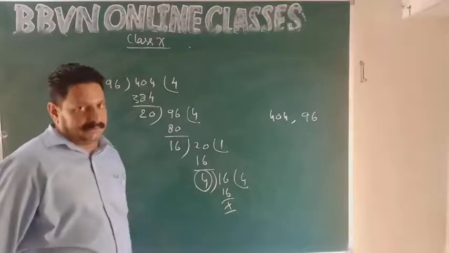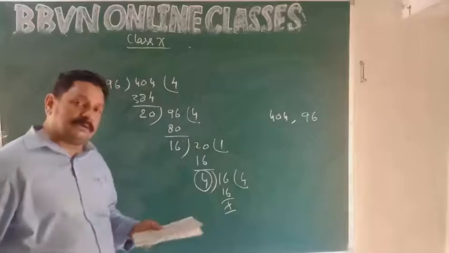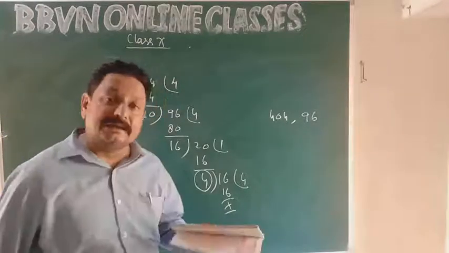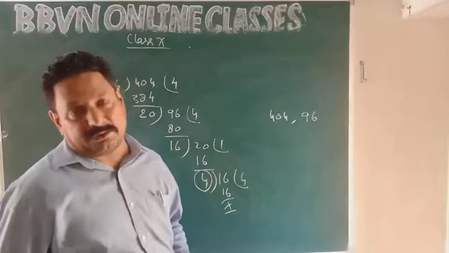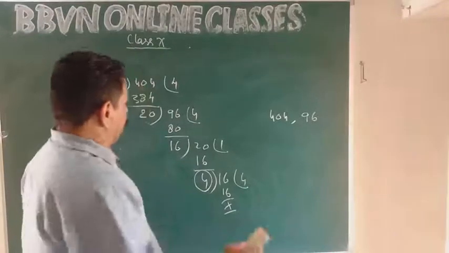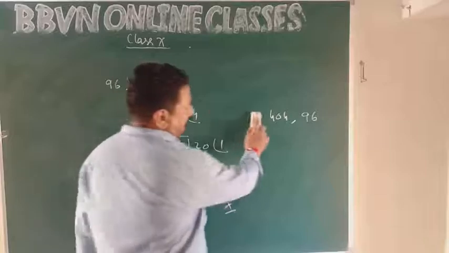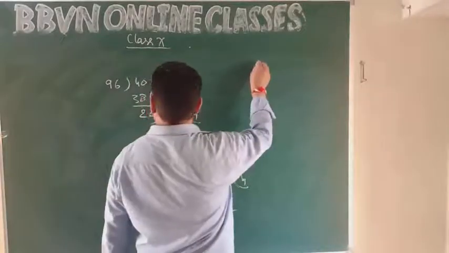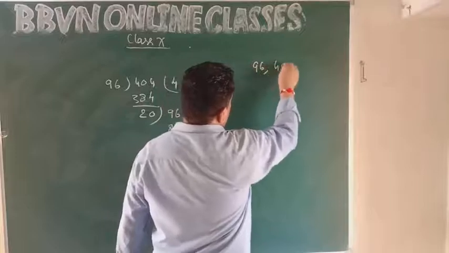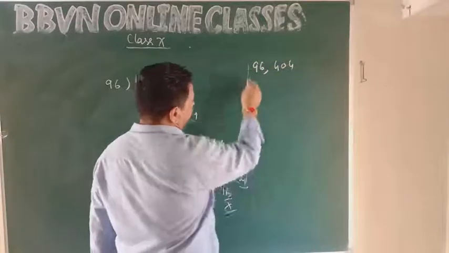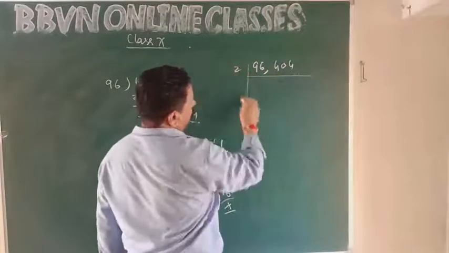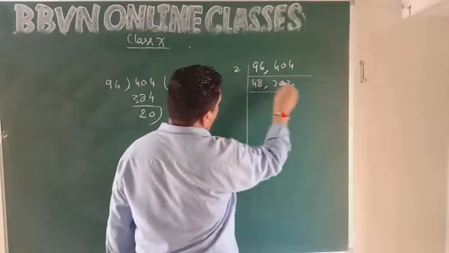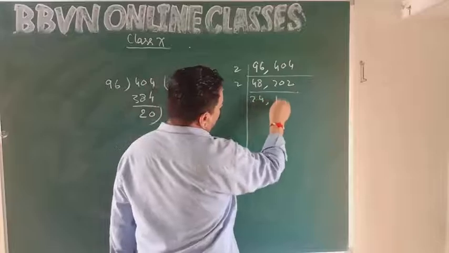Right? You know how to find HCF by this method. You can also find out HCF by prime factorization. You can also find out LCM by prime factorization. Not at all an issue. See, prime factorization. Maybe many of you must have forgotten that. 96 and 404. Prime factorization. 2, 48, 202. 2, 24, 101.